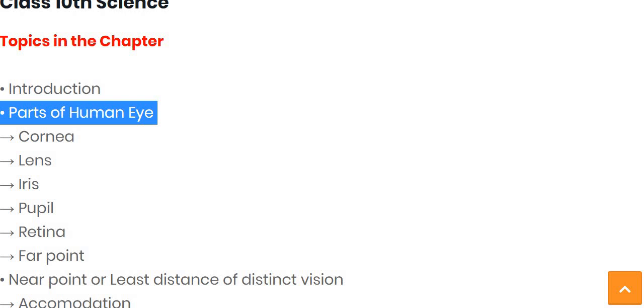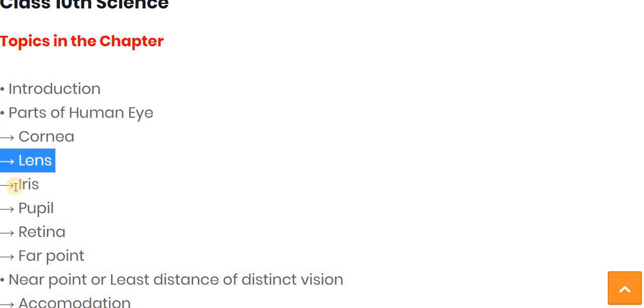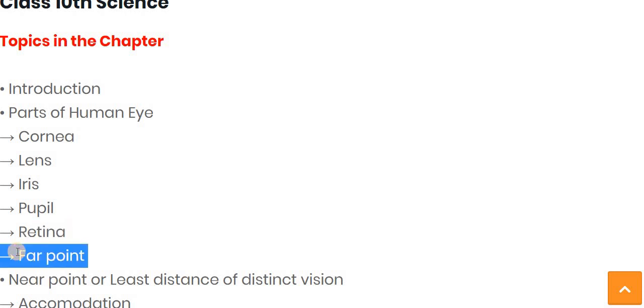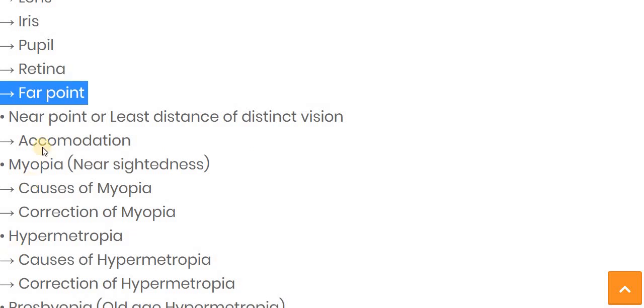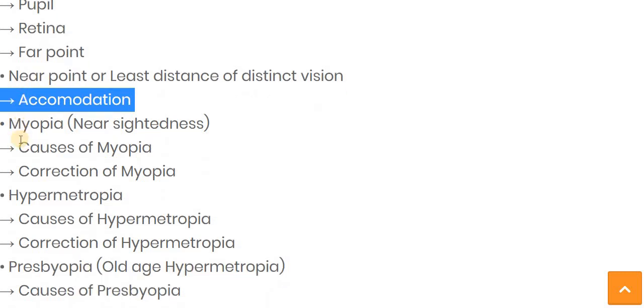the parts of human eye, in that cornea, lens, iris, pupil, retina. Then we discuss the far point, near point, that is also known as the least distance point or distance vision. Then the accommodation of the eyes.